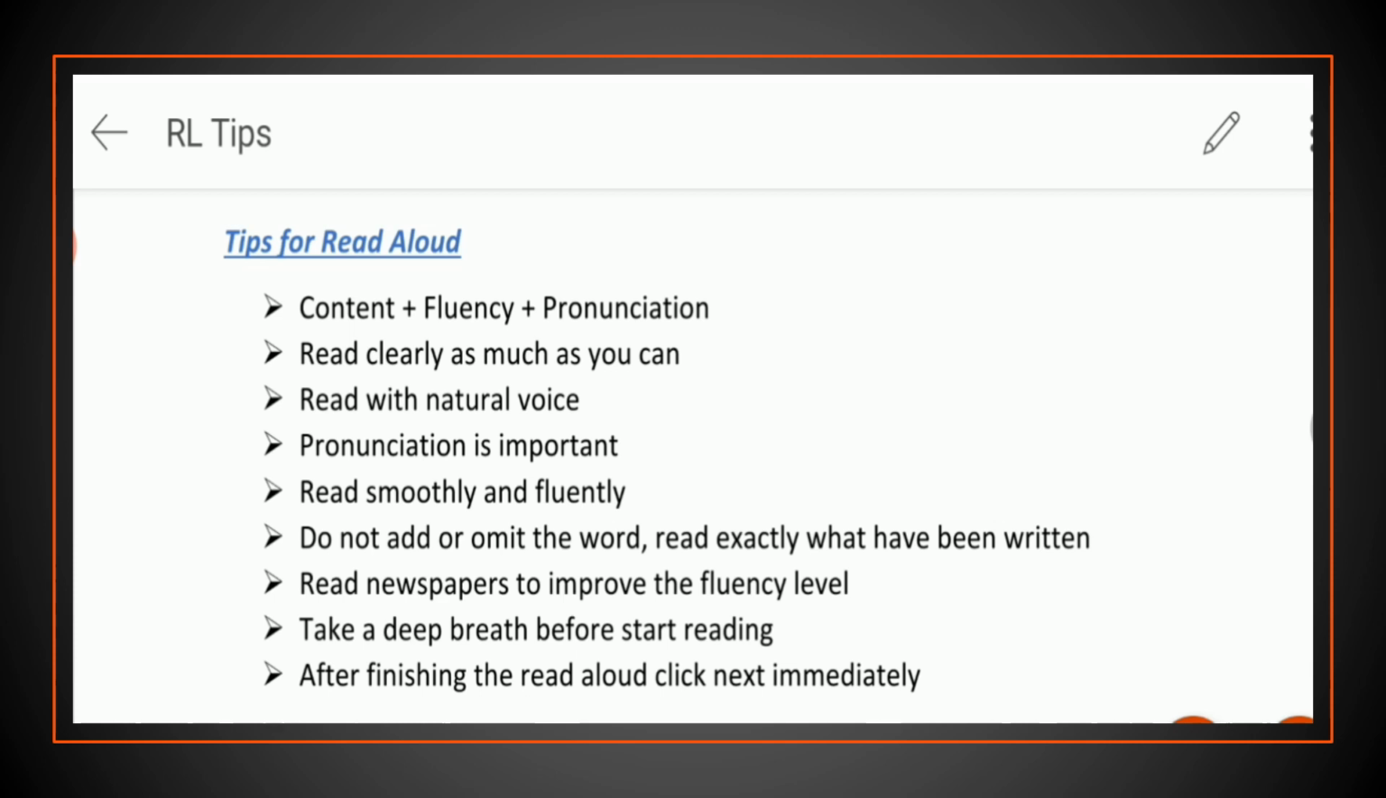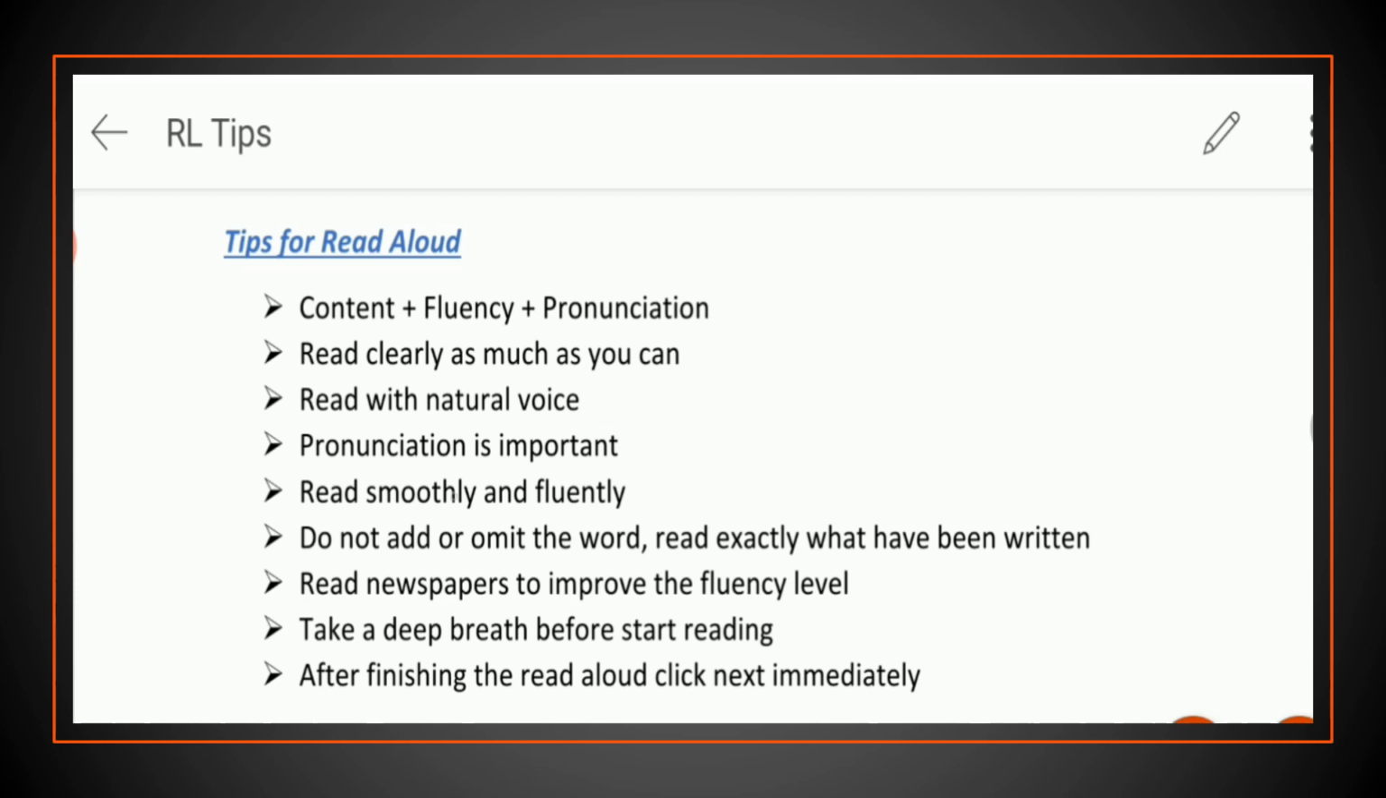Then pronunciation. Pronunciation means that a normal speaker of that language can easily understand what you are saying. That means your pronunciation is good enough. So ask yourself, are you able to demonstrate the proper speech sounds of a normal speaker of the language? If yes, then good. Always read as clearly as you can.